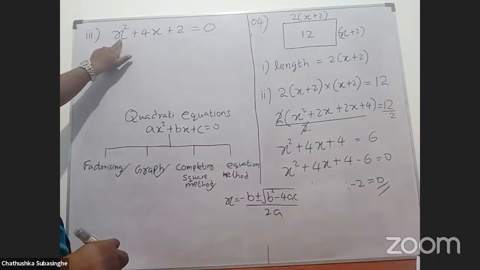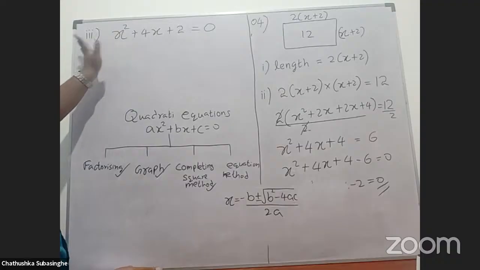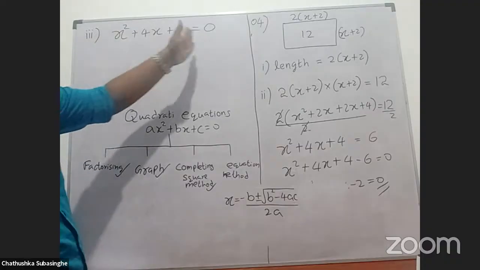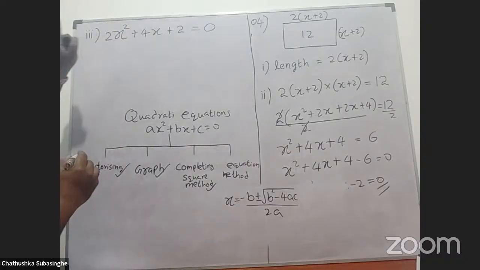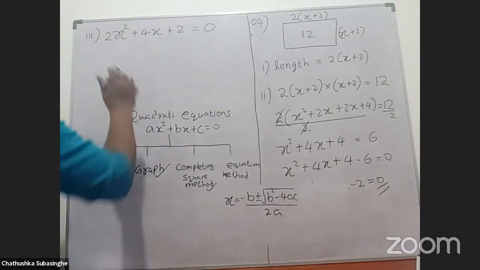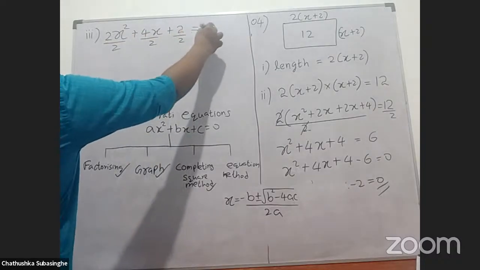You have to make sure that you don't have any number, any coefficient, on this x squared. So now it is a 1. If you have a number, before you start this, you have to divide this whole equation by that number. For example, let's say you have 2. Before you do anything, you have to divide each and every term in this equation by 2.